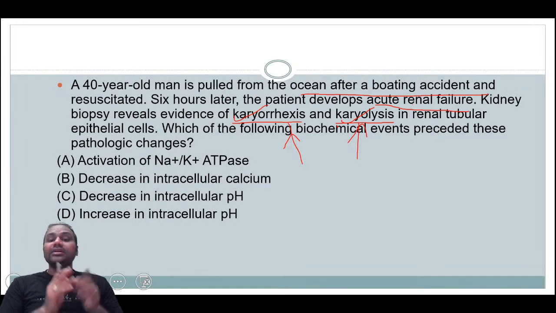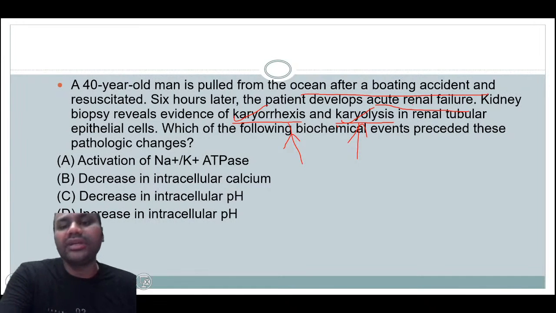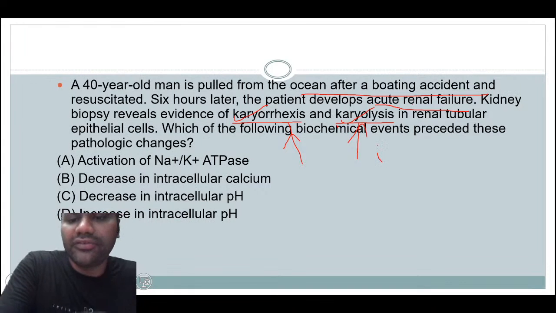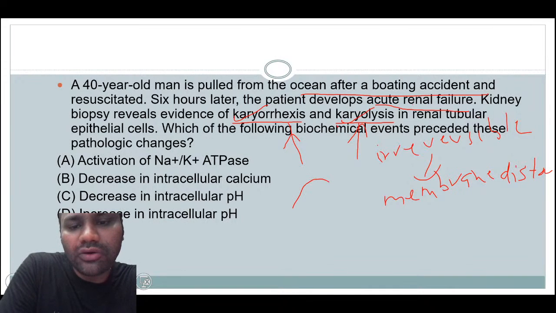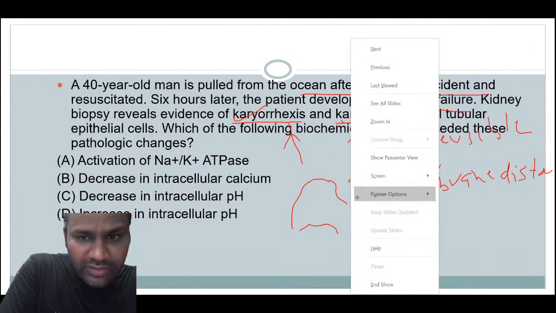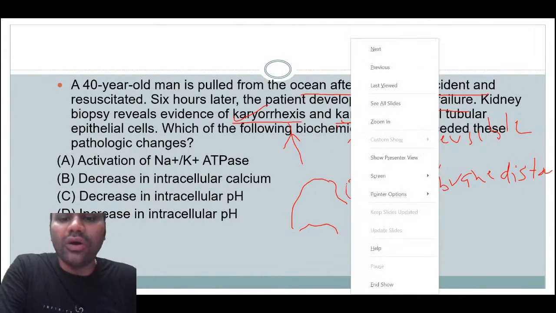Because in irreversible injury, what happens? The hallmark of irreversible injury is basically membrane distortion. So there will be membrane breakage, membrane distortion. As there will be membrane distortion, obviously the membrane will break down. So the membrane of this cell has broken down, and obviously the membrane of the lysosome will also break down.